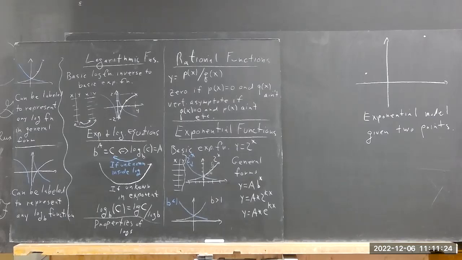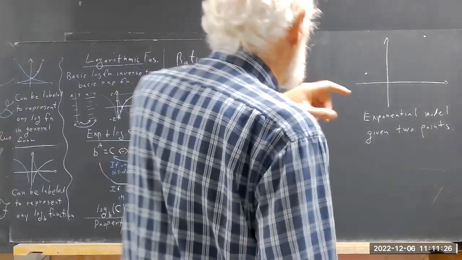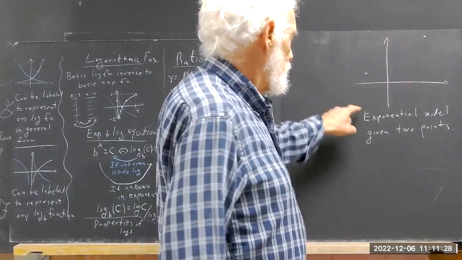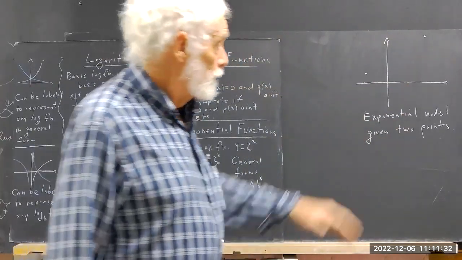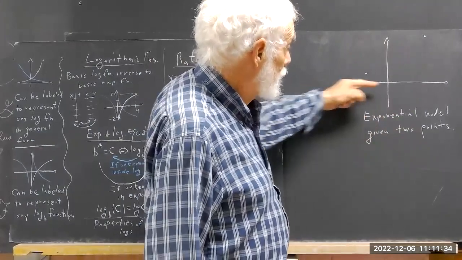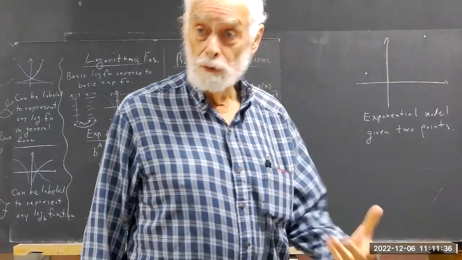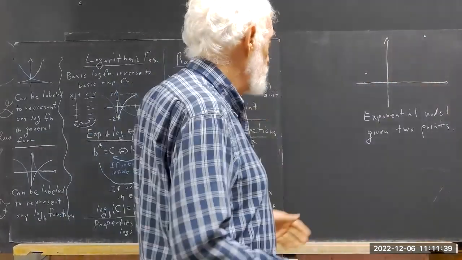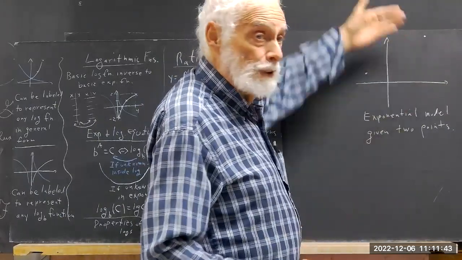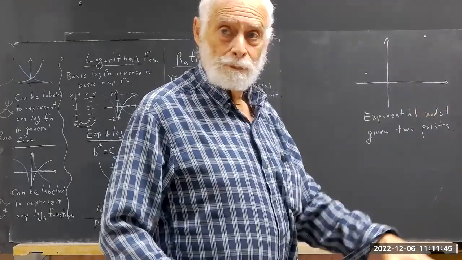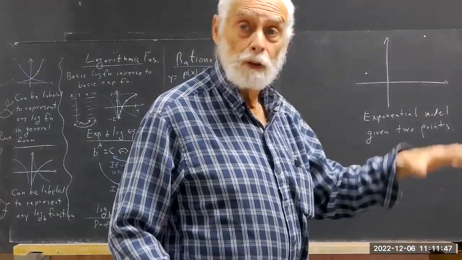Okay, so we posed the question: if you got 2 points on the graph and want to do an exponential model, as long as the points are on the same side of the x-axis, you can do it. Now, an exponential function always stays on the same side of the axis unless you vertically shift it, okay?